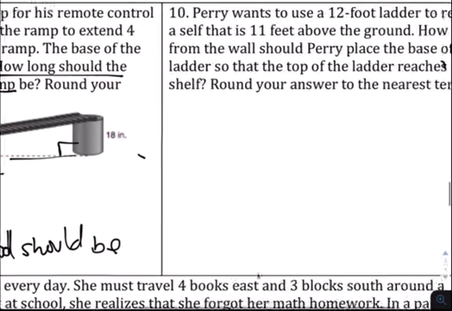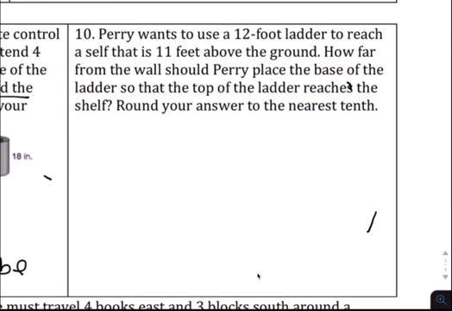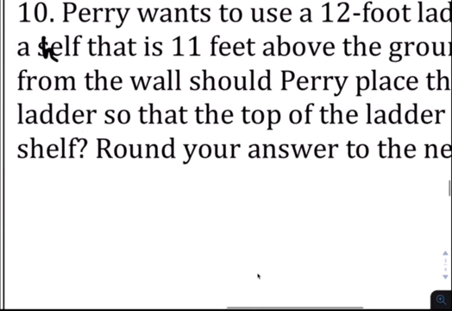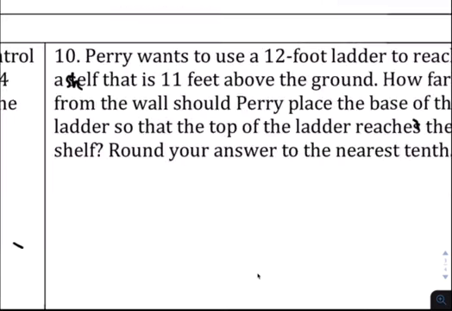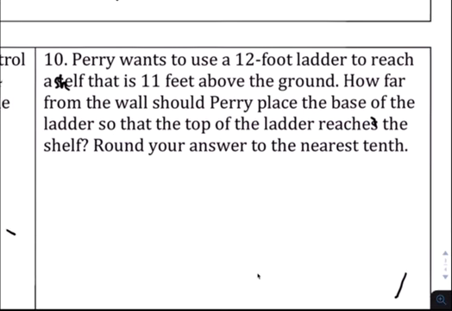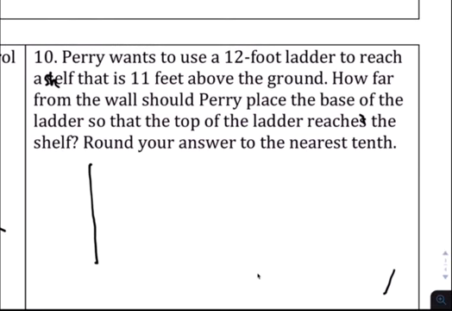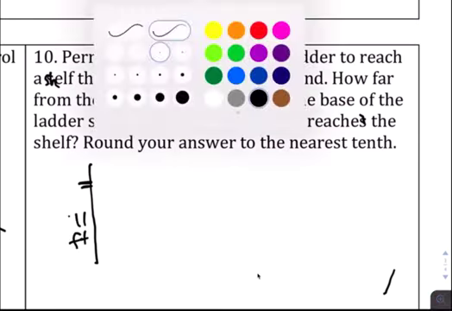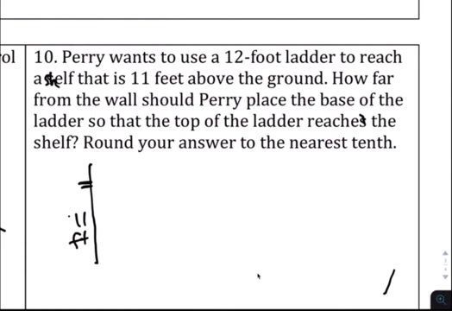Here's the 90-degree angle. Okay, Perry wants to use a ladder to reach a shelf. I forgot the H. That is 11 feet above the ground. Okay, so you got a shelf. Books there. That's 11 feet. And he wants to use a 12-foot ladder. How far from the wall should Perry place the base of the ladder so the top of the ladder reaches this shelf? Okay, so here's the ladder.